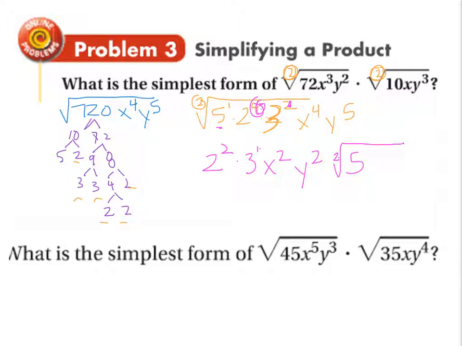So I took those all out. I took out 2 x's. So 2 times 2 is 4. So those are counted. I took out 2 y's. So 2 times 2 is 4. I took out 4 y's. That means I still have 1 y left over.